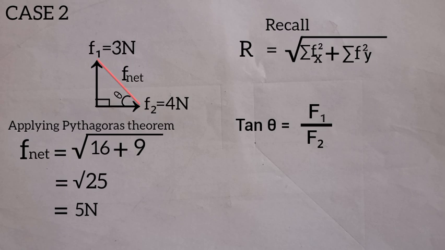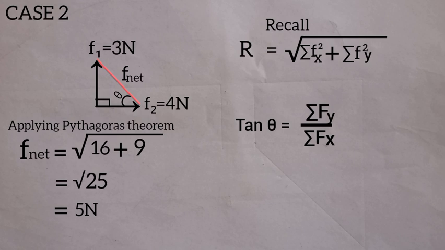This can also be written as tan theta equals Fy over Fx, or tan theta equals the summation of Fy over the summation of Fx. That's my tan theta. So this is how you calculate the angle at which the resultant force acts.